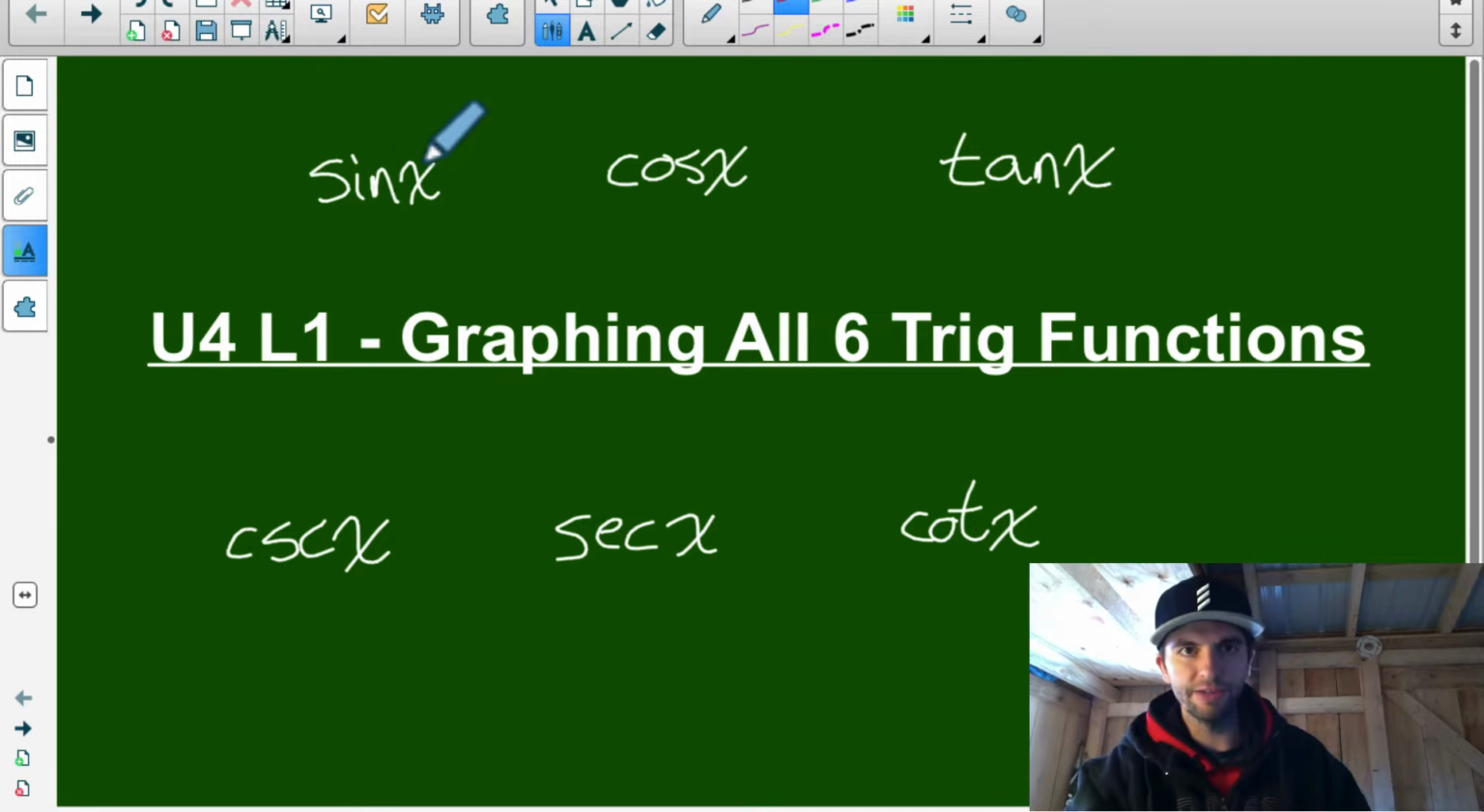Okay, let's look at what the graphs of all 6 of these trig functions look like. And when we graph them, our independent variable x is going to be the angle of rotation in radians, and our dependent variable y are going to be these 6 trig ratios.